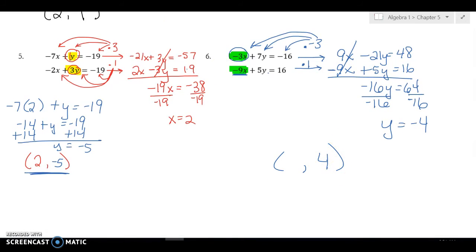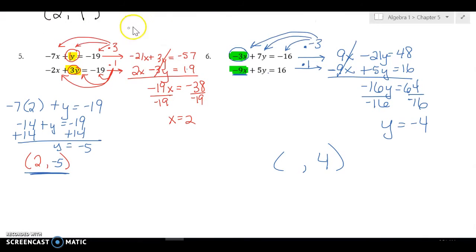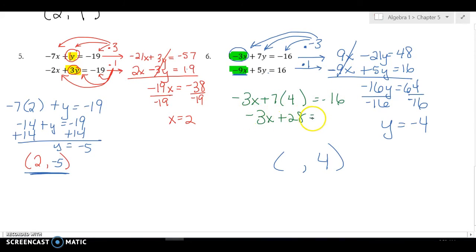Now remember, when I plug it in, I can plug it into any of those 4 equations. But I tend to use one of the first ones because if I made a mistake here, or I might not be able to read my handwriting, it might make it worse. So I'm going to do negative 3x plus 7 times y, which happens to be 4, equals negative 16. So negative 3x plus 28 is equal to negative 16. I'm going to minus 28 on both sides.